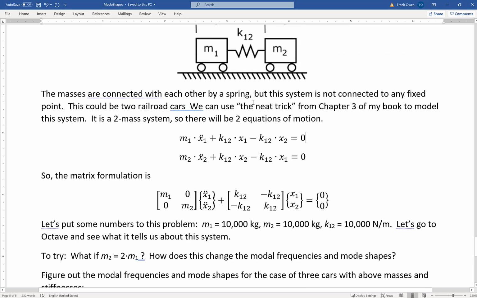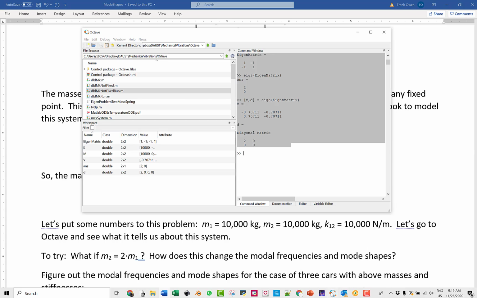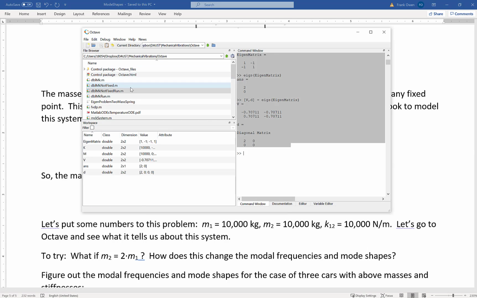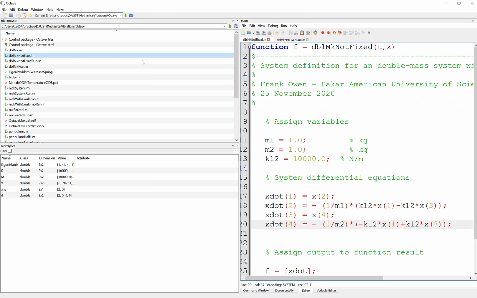Now, I can show that in Octave too. And I'm not going to type up the files for doing this because I've already done them. Let me see if I can pull them up real quick. Yeah. Double mass not fixed. So I'll show how these were done. And actually, I think I can blow these up. Once you're editing a file, I think you can blow it up. So double mass not fixed. Yeah, that worked. So let me get us a little bit more room here.